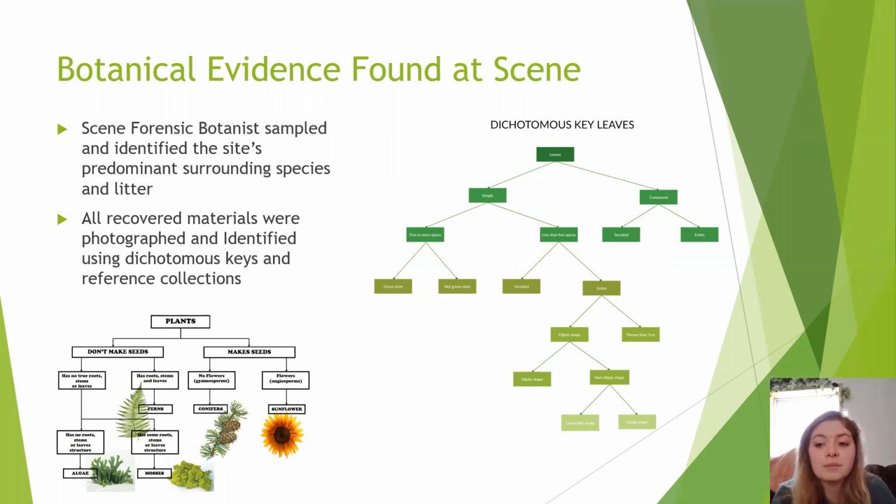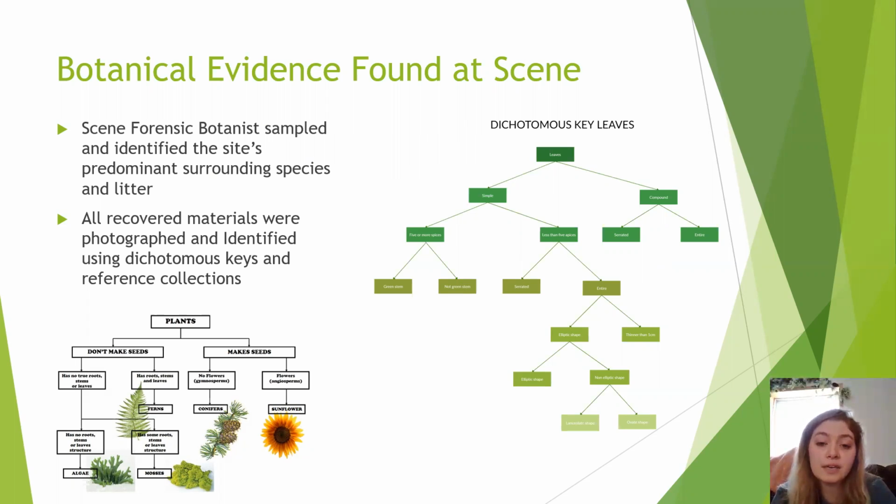Dichotomous keys is a tool created to help scientists identify objects and organisms. It's typically used for identifying a particular type of object or organism and consists of a specific series of questions. And then the reference collections is a collection of objects or organisms maintained for the purpose of study and authentication.